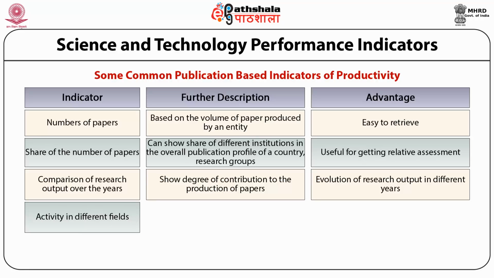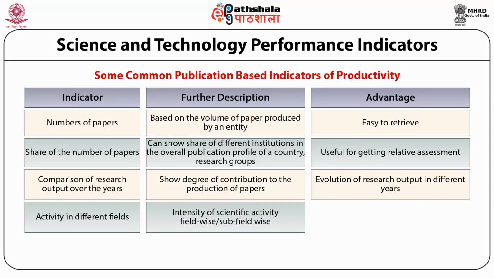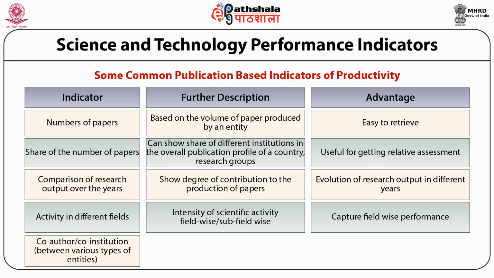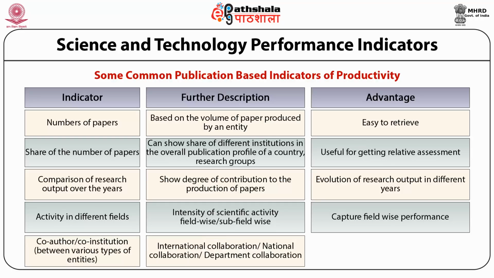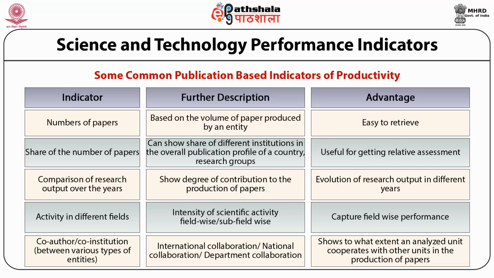Activity in different fields shows intensity of scientific activity field-wise and subfield-wise, capturing field-wise performance, but again it does not inform about impact. Co-author and co-institutional indicators capture international collaboration, national collaboration, and departmental collaborations. It helps to show to what extent an analyzed unit cooperates with other units in the production of papers. Again, it does not inform about impact.